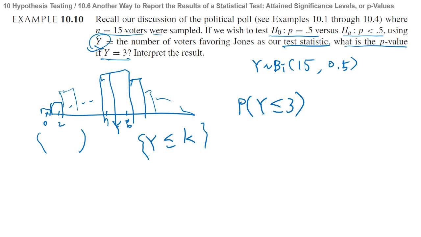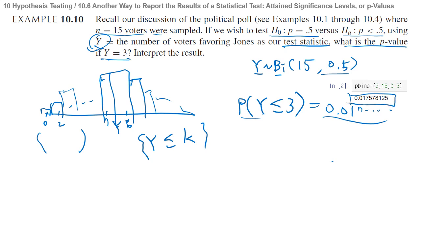Since y follows a binomial distribution, we can calculate this probability using R, and it is about 0.017. So this is our p-value. Okay.